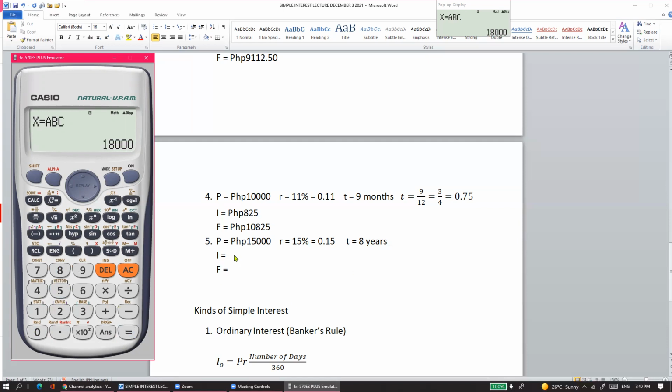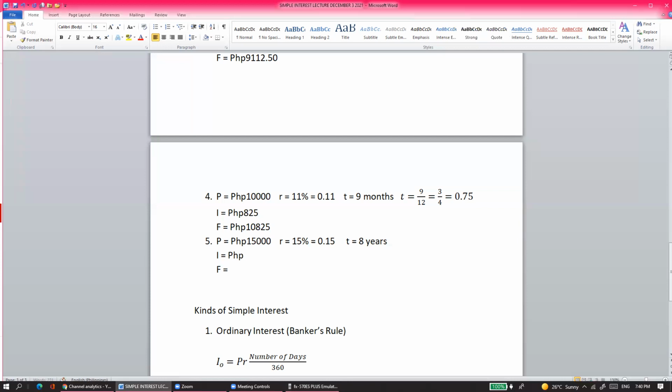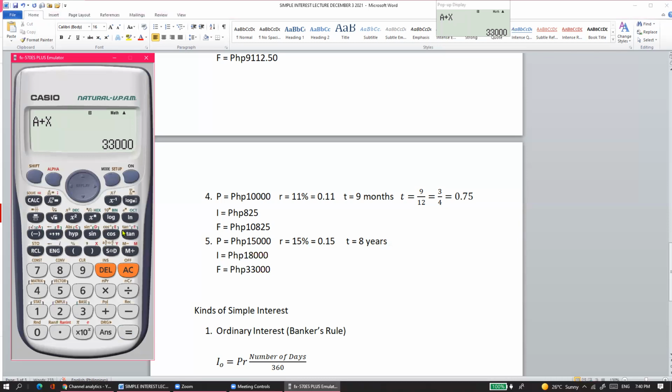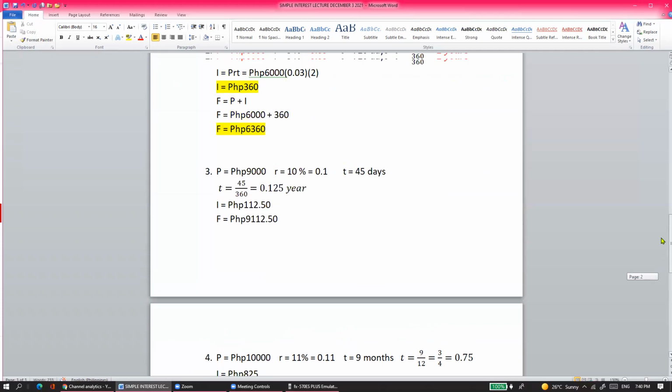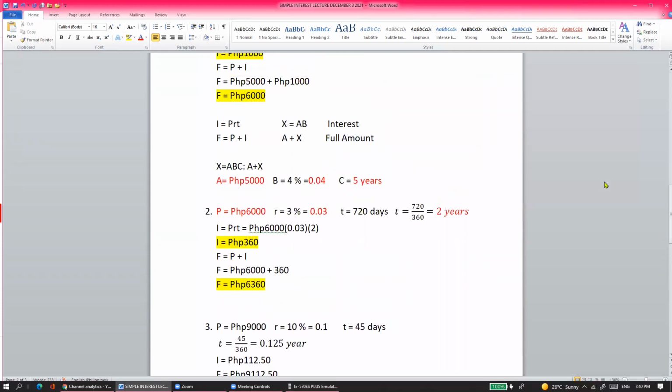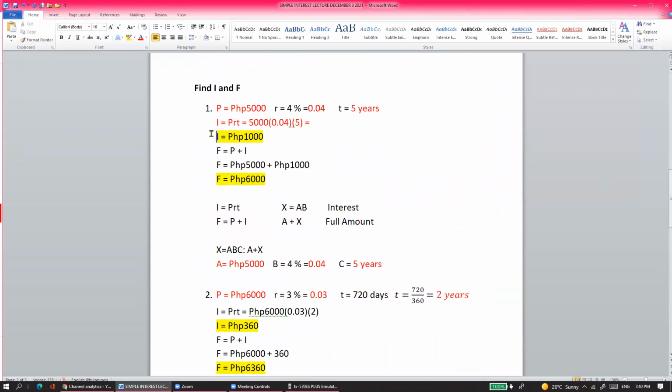So it is real that this is 18,000 pesos. Since mataas naman ang rate of interest. And then for the value of the full amount, I think this is 33,000. Because 15,000 plus 18,000 is 33,000. But still, I have to show you using the calculator. And that's it. So ganyan yung mabilis. Kahit na hindi mo na gawin ito, kung multiple choice naman at hindi naman ni-require na ipakita yan.